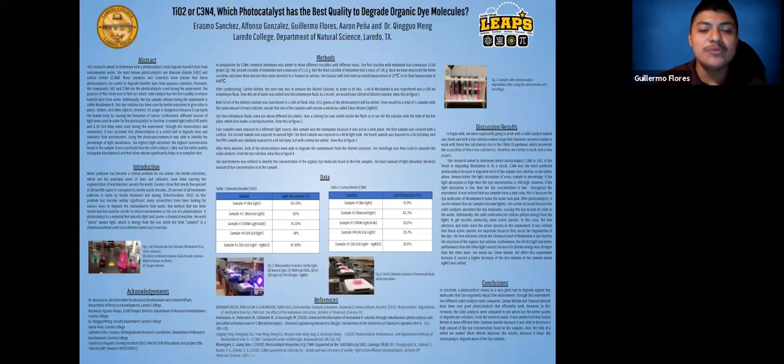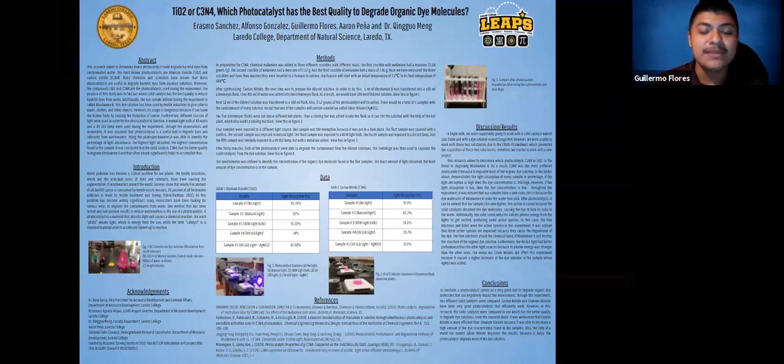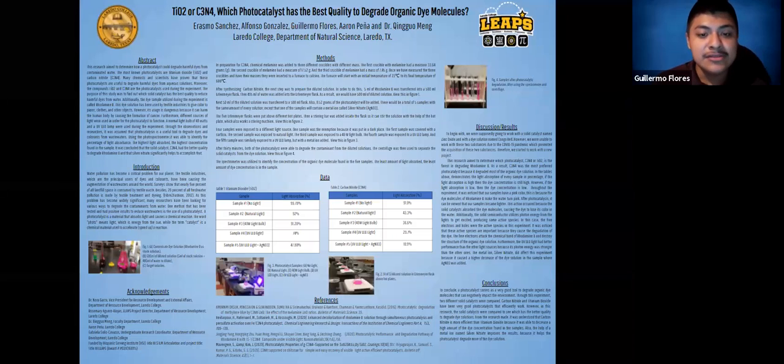After 30 minutes, the photocatalyst will be able to degrade most of the contaminant found in the diluted solution. The centrifuge was then used to separate the solid catalyst from the dye solution. We can view this in figure 4. The spectrometer was then utilized to identify the concentration of our organic dye molecule found in the samples. The less light absorbed, the less dye concentration inside the sample. The data that was collected is the following.